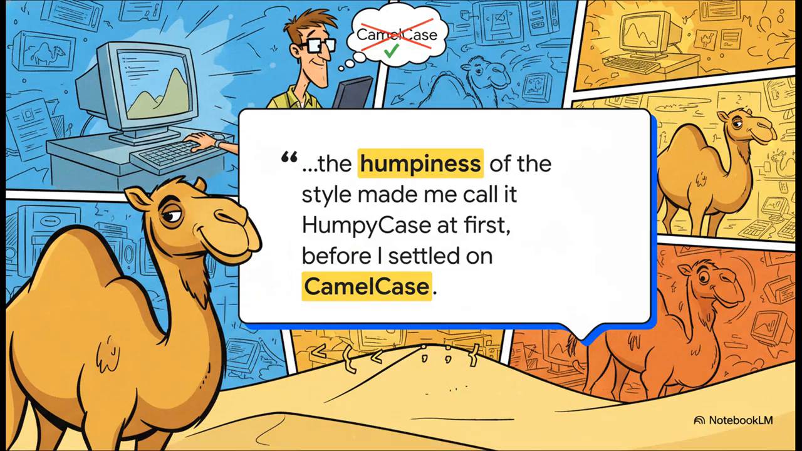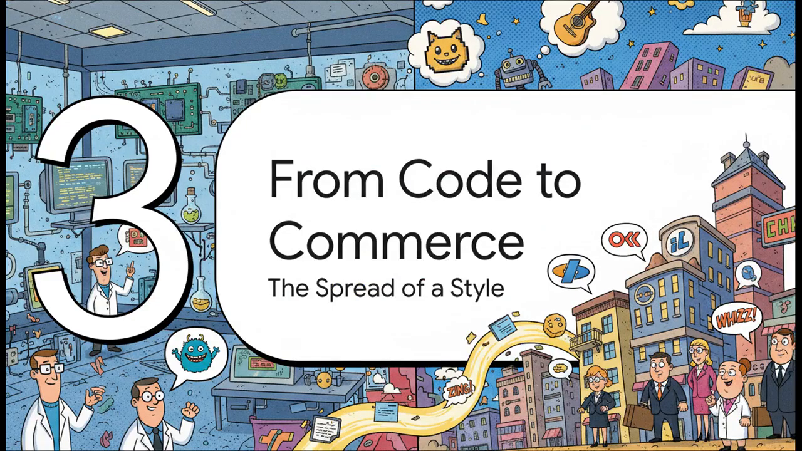The name itself has this great little origin story. Back in 1995, a programmer named Newton Love posted online that he almost called it humpy case because of the humpiness of the style. But he eventually settled on the much catchier camel case. It's just a cool reminder that all these technical terms we use were made up by real people trying to describe something new. So this was a great trick for programmers.